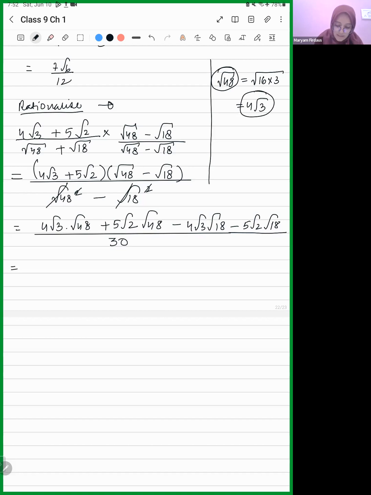So I'm going to write root 48 as 4 root 3. And I'm going to write root 18 as what? 3 into 6. How about 9 into 2? Yes, see, if you have 3 into 6, this is not going to help you at all, because you can't take 3 out, you can't take 6 out. Then you have to further factorize the 6 as 2 into 3, and take this 3 and this 3 out. So instead, let me write it as 9 into 2. So this can be written as 3 root 2. Fine till here? Yes, ma'am. So I'm going to replace root 18 with 3 root 2. All right. Let's do this then.